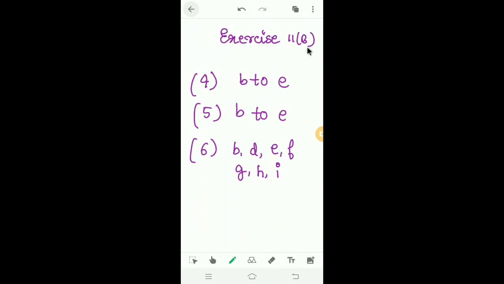Solve exercise 11B, the fourth one, fifth one and sixth one, in your notebook.